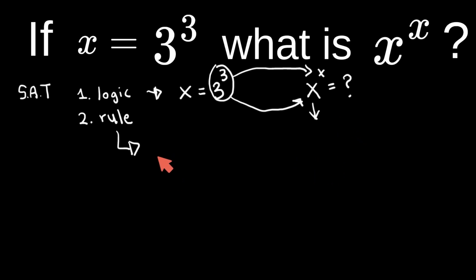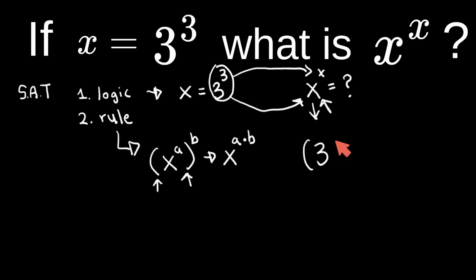The rule here is this one. If you remember, the power rule is x to the a, to the b. This is the power rule, and this means that x to the a b, where a is multiplied by b. So in other words, guys, we need parentheses to make this question clearer. So the x over here is supposed to be parentheses 3 cubed parentheses, guys. This is what this one is.